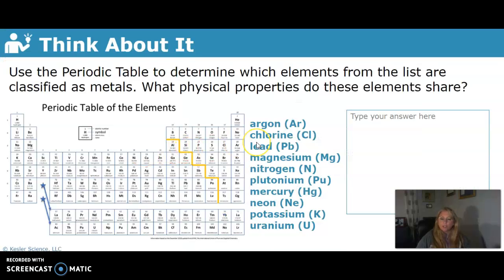So I want you to take just a few minutes. You can hit pause in a moment. I want you to identify which of these elements over here are metals. And so you have to look at where they are on the periodic table. You can just list your answer here, and you can just put the symbols in there, which of these are metals, and then below that, list some of the physical properties that they're going to have to share if they are considered metals. Go ahead and hit pause and come back to me.